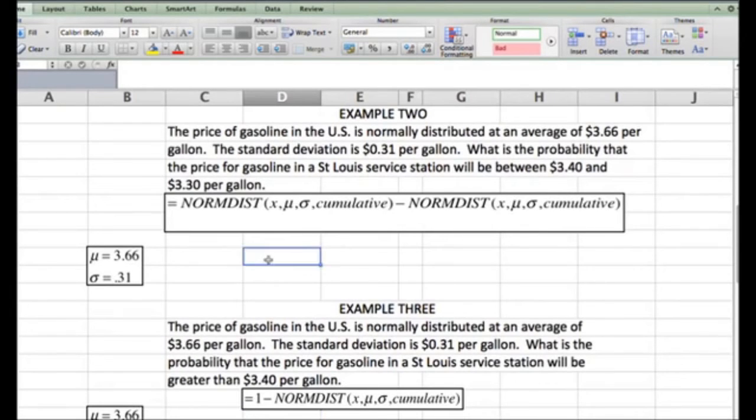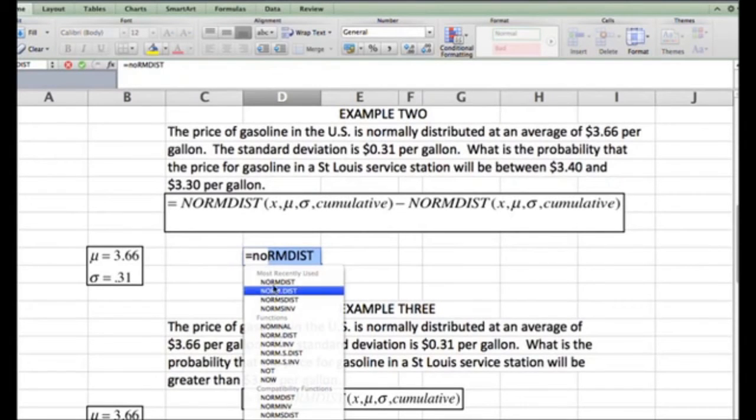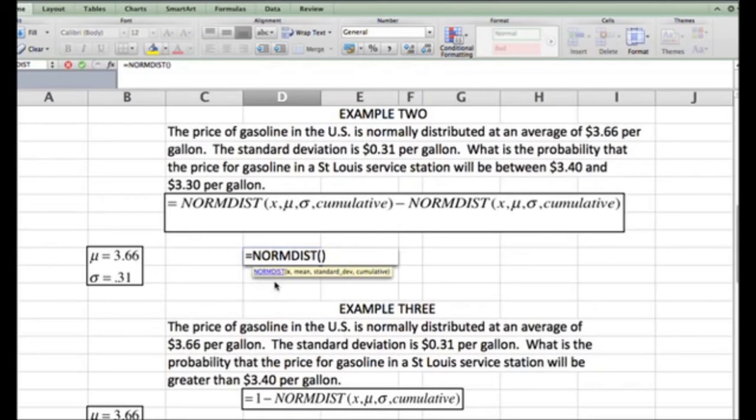So again, we will pick an empty cell and start typing normal distribution. The drop-down menu will come up again. We'll click on it and we will now start entering the information. The trick here is always start with the larger number. In this case, it would be $3.40, followed by the mean, 3.66, followed by a standard deviation, 0.31, followed by true to say that we want the cumulative number.